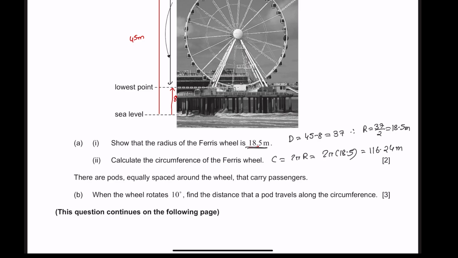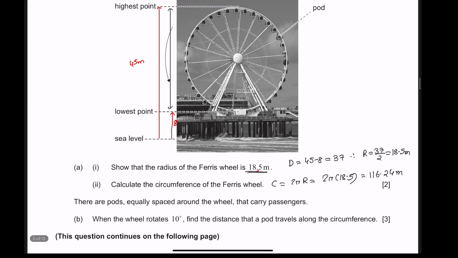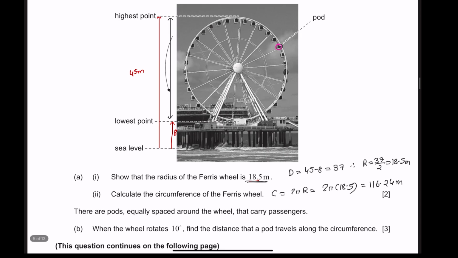Right. Now there are pods equally spaced around the wheel that carry passengers. So these are your pods here. Now, when the wheel rotates 10 degrees, find the distance the pod travels along the circumference. Let's say the pod moves from here to here, and this is 10 degrees. We have to find this length, right? This one. Now, this is just your arc length. Arc length is r times theta.